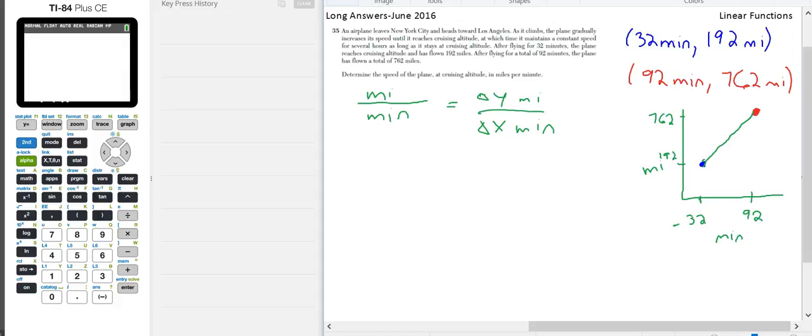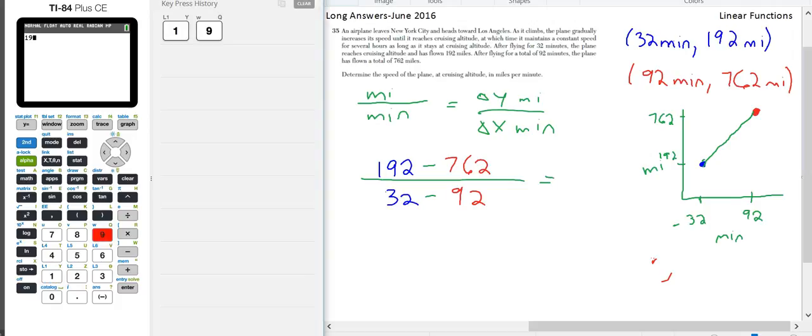So let's do that. Delta y over delta x, the change in y over the change in x. Our first y value is 192. So we're going to do 192 minus our second y value, which is 762. Then we're going to do our first x value, which is 32, minus our second x value, which is 92. And we could just solve this on the calculator.